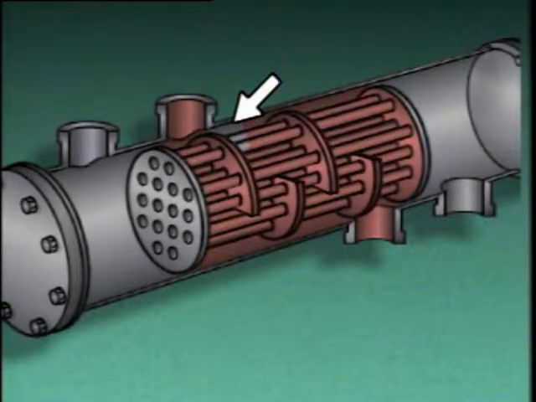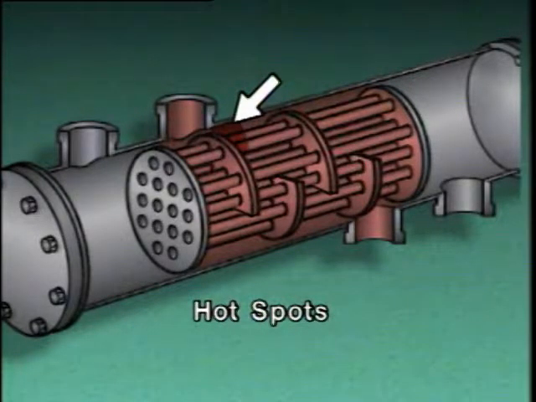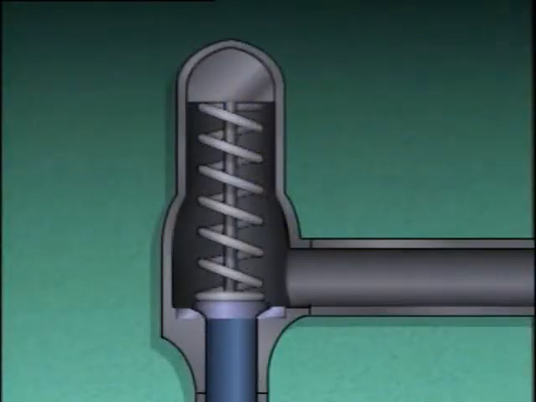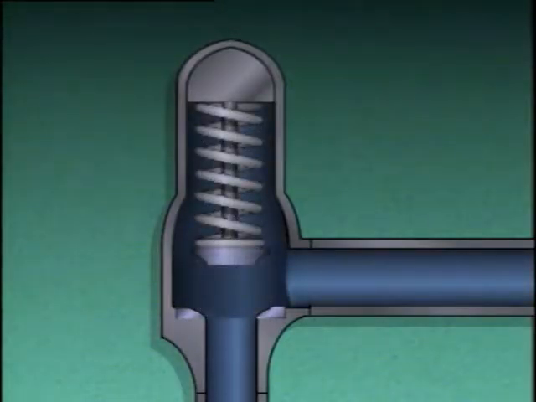These pockets reduce the heat exchanger's efficiency and can produce hot spots. A hot spot is an area in the heat exchanger where temperatures become excessive. These areas of high temperature can damage the heat exchanger. Another valve that's commonly found on a heat exchanger is a relief valve. Relief valves are used to prevent overpressurizing heat exchangers. If the pressure exceeds a preset limit, the relief valve opens to relieve the pressure. The relief valve will remain open until the pressure falls below the preset limit.